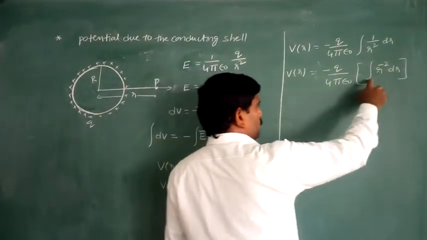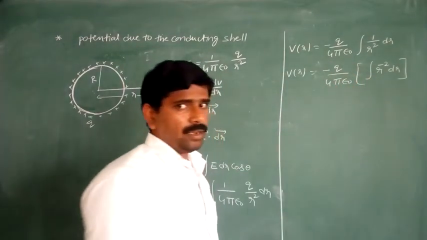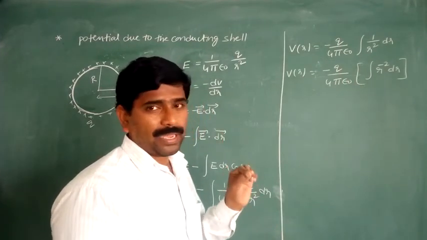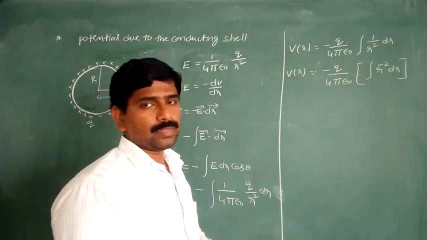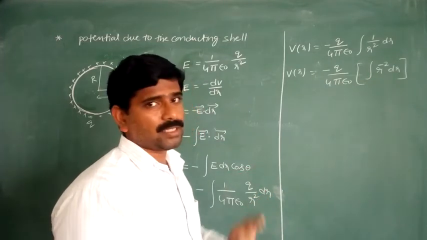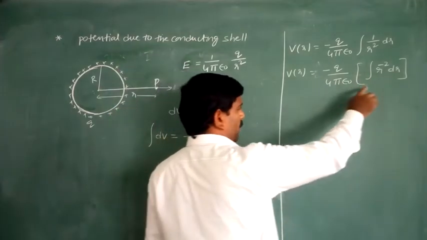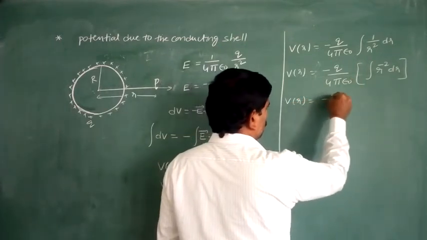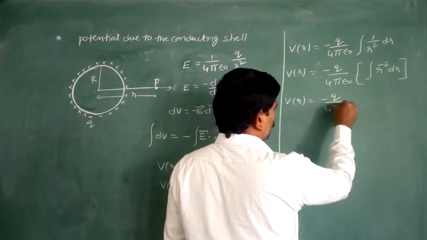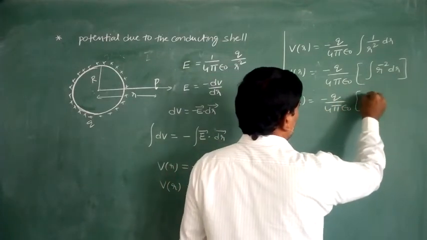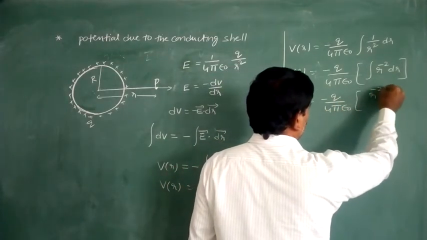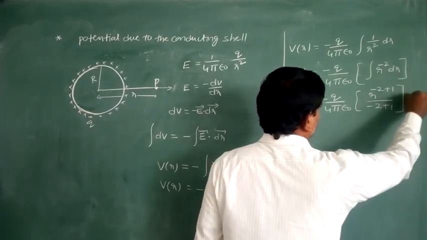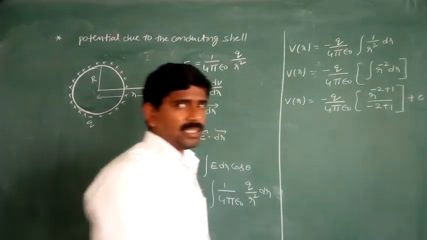Here, the integral of x to the power n is equal to x to the power n plus 1 by n plus 1. Therefore, V of r is equal to minus q by 4 pi epsilon naught into r to the power minus 2 plus 1 by minus 2 plus 1, plus integration constant c.